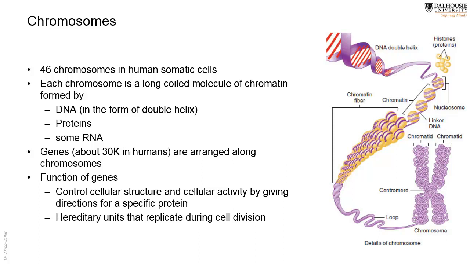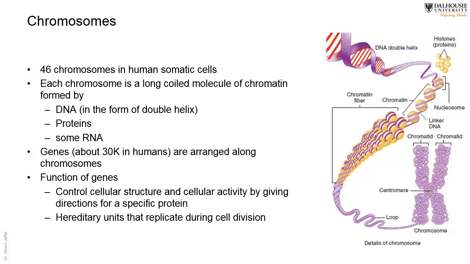Each of these molecules, each of these chromosomes, is, as you can see, a very long coiled molecule of chromatin. This is the chromatin. And the chromatin is formed of DNA. So this is the DNA, the purple one. And as you can see, the DNA is in the form of a double helix molecule.